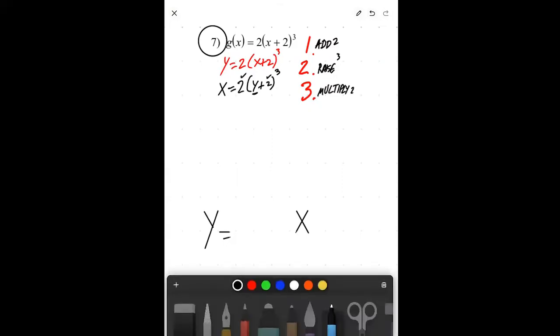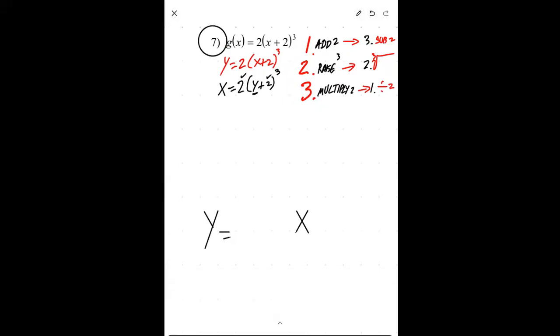So now I'm just going to do the inverses. The inverse of adding 2 is subtracting 2. The inverse of raising it to the 3rd power is taking the 3rd root. And the inverse of multiplying by 2 is dividing by 2. And now I just reverse the order. This operation will go first, this will go second, and this will go third. So I'm just going to do those operations on the x.